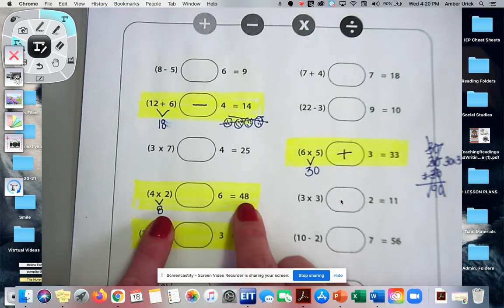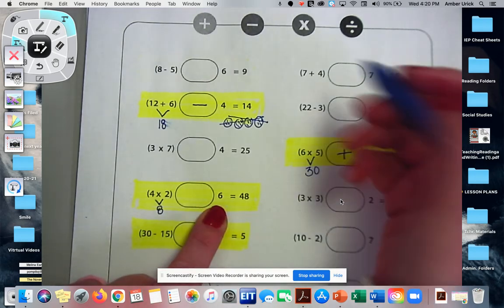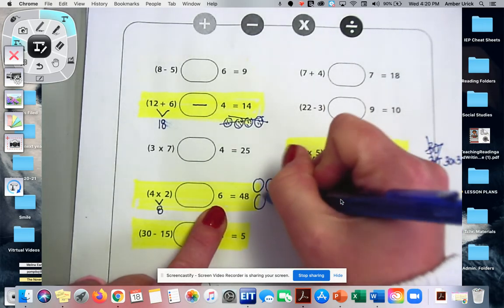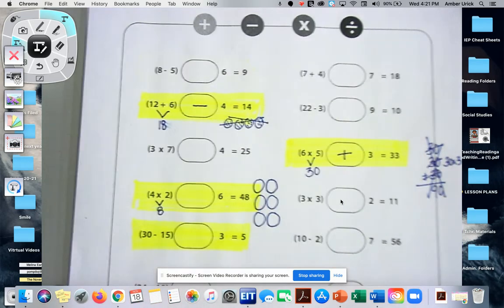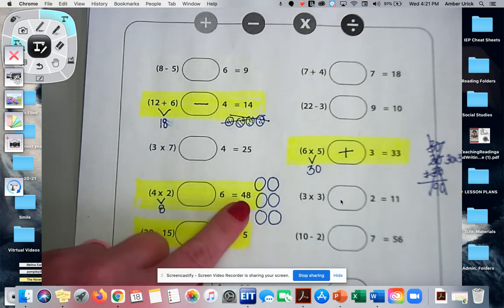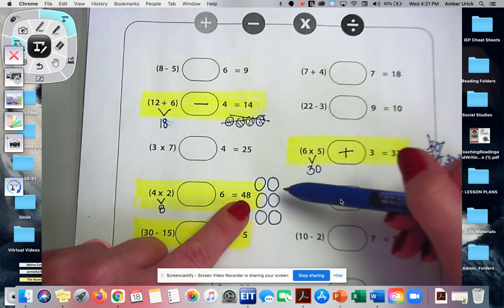Let's try this. Let's work in reverse, right? So let's use these two numbers. I'm going to make 6 circles. 1, 2, 3, 4, 5, and 6. Guess what I'm going to try to do? I'm going to try to put these 48 little pieces in these 6. Are you ready to count with me? We're going to put them in nice and evenly.